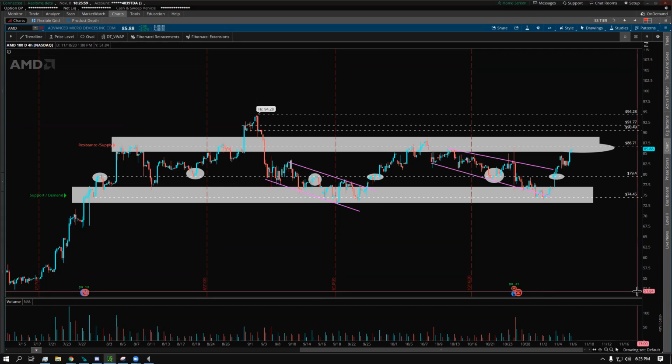So that's pretty much it for the basics of supply and demand zones with support and resistance, right? Someone asked me the difference between supply and demand and support and resistance. There is no difference. It's just that support and resistance are typically lines, and supply and demand are zones, right? They're areas, so it's a lot more ambiguous.